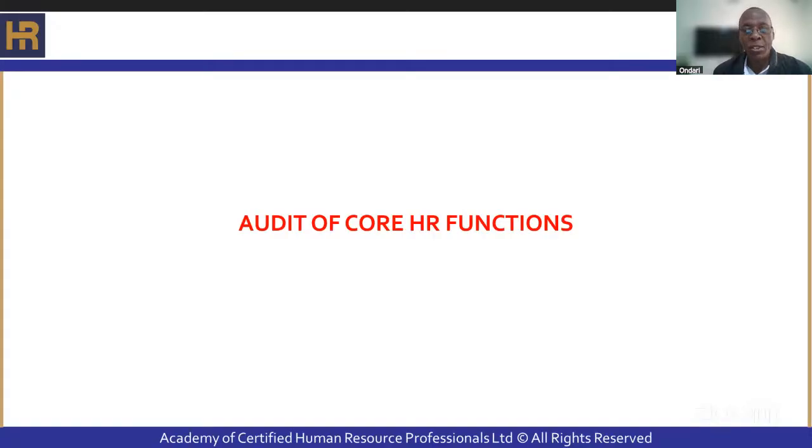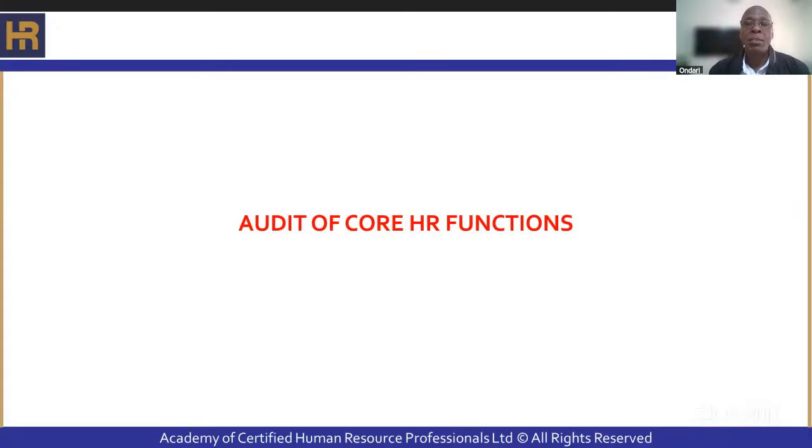Talking of core HR functions, these are the core activities or the main activities performed by HR managers. This implies that there is no HR manager who can function effectively without performing these key functions. That means that the HR function cannot be complete without these activities.